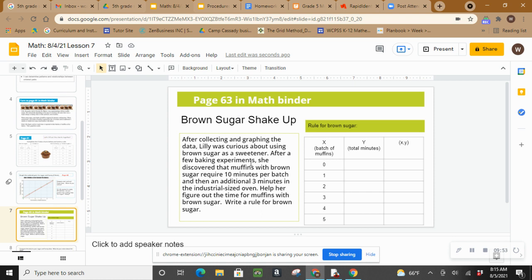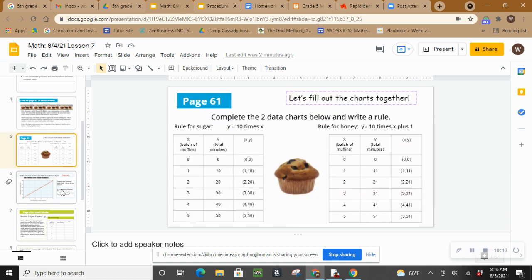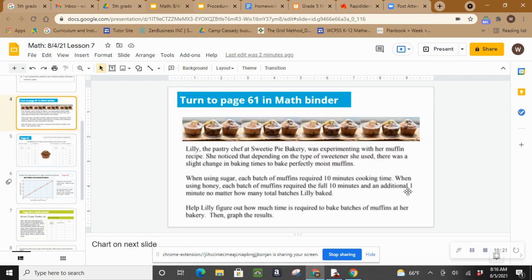Brown sugar shake up. After collecting and graphing the data, Lily was curious about using brown sugar as a sweetener. After a few baking experiments, she discovered that muffins with brown sugar required 10 minutes per batch and then an additional 3 minutes in the industrial size oven. Help her figure out the time for muffins with brown sugar. Write a rule for brown sugar. So this sounds just like honey. Remember, honey said an additional 1 minute.